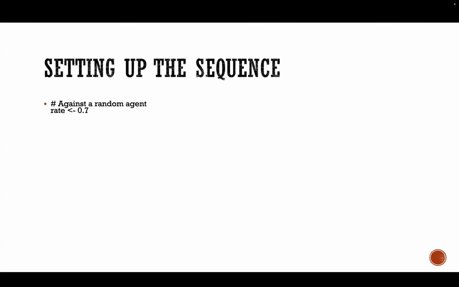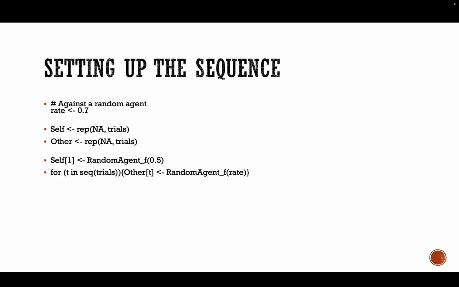If we want this agent to play against a random agent, we need to define the rate of the random agent, 0.7. We create a vector for the self choices and a vector for the other choices. First choice is random, right? You might have a specific bias, but we can initialize it by being random. So for each of the trials, the other is a random agent, right? So it plays as a random agent with a rate that we predefined.